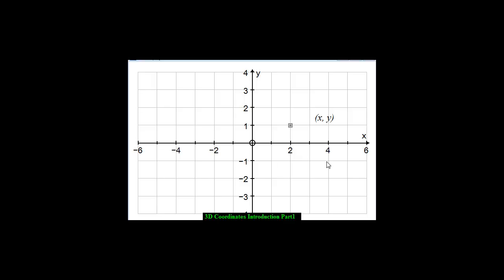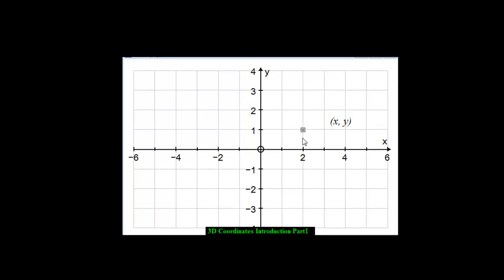What I've got in front of me is what you're used to, which is in 2 dimensions, x and y axis, and I've plotted a point here. So going from the origin, we go in the x direction first, that's 2 units, and then 1 unit up. And you always write it as an ordered pair, x first and then y. And these are the coordinates, x is 2 and y is 1.